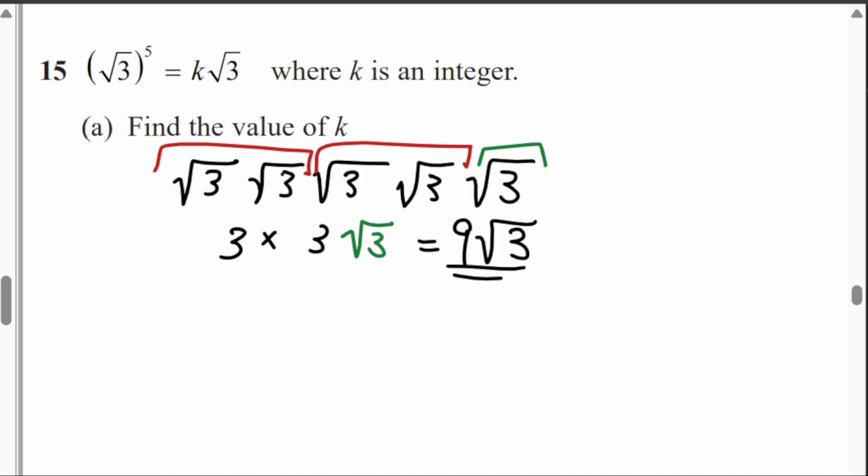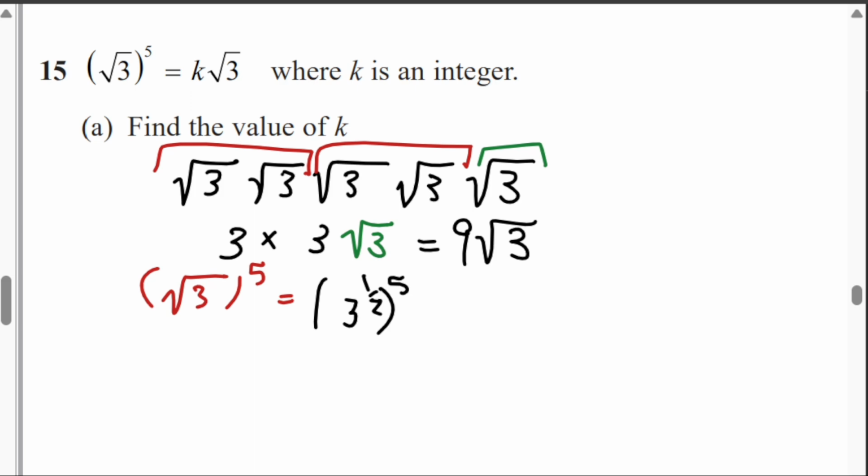Now, if you want to do it the indices way, you can say root 3 to the power 5 equals, root 3 is 3 to the power of a half. Root anything is just that thing to the power of a half. Let's just write it inside the bracket. So root 3 is 3 to the power of a half, and all this to the power of 5. Now the indices rule says, if you have 2 indices, you multiply them, right? So it's going to be 3 to the power of a half times 5, which is 5 over 2.